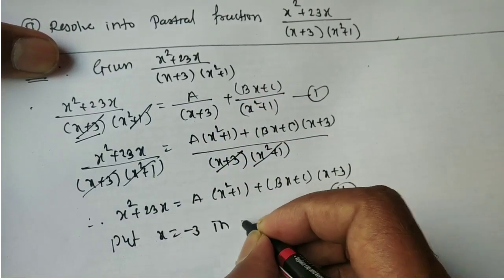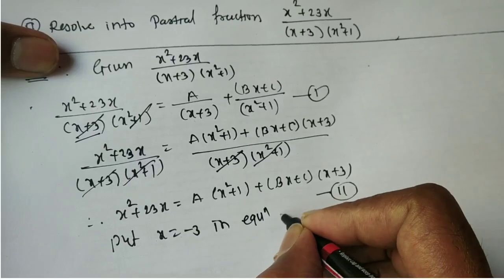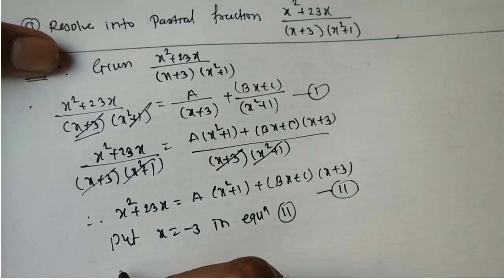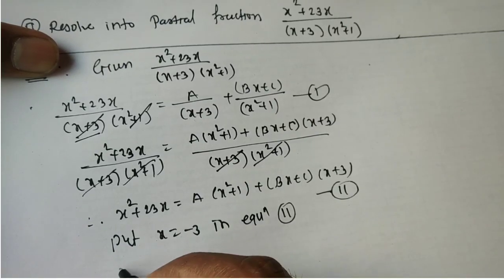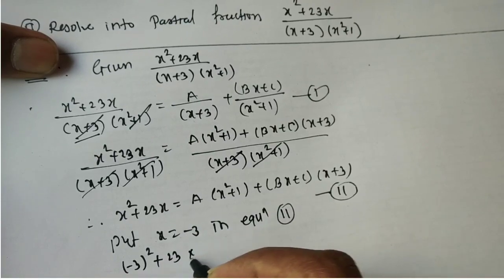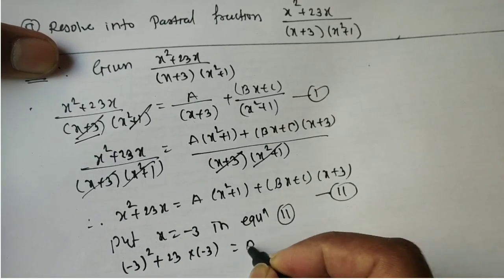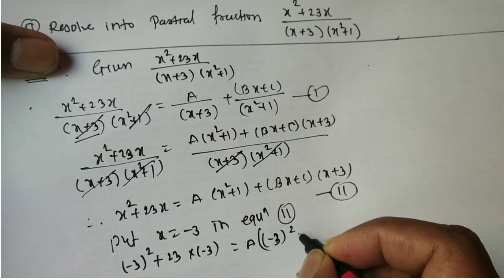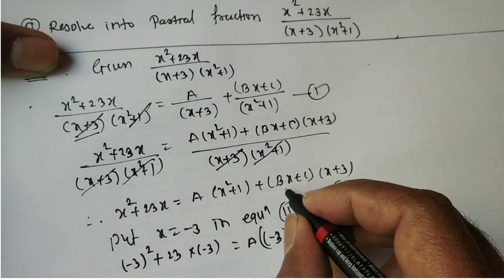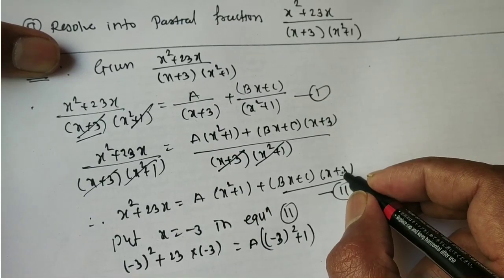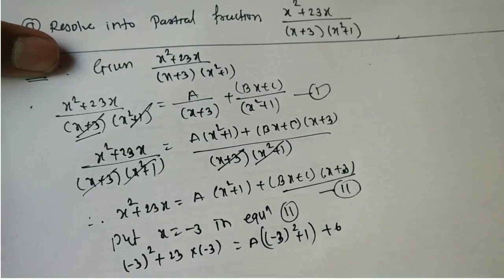Minus 3 in equation 2. ये इक्वेशन में पुट करना है, राइट? सो x इक्वल टू माइनस 3 पुट किया तो क्या होगा? माइनस 3 स्क्वेयर प्लस 23 इंटू माइनस 3 इज इक्वल टू a इंटू माइनस 3 square plus 1. And if I put x equal to minus 3, then minus 3 plus 3 will be 0. So this term is 0.